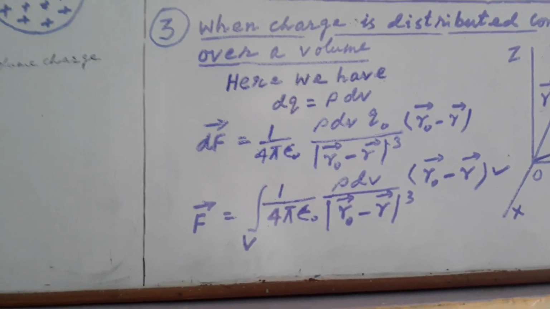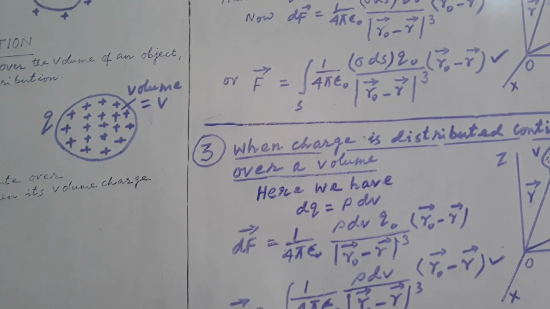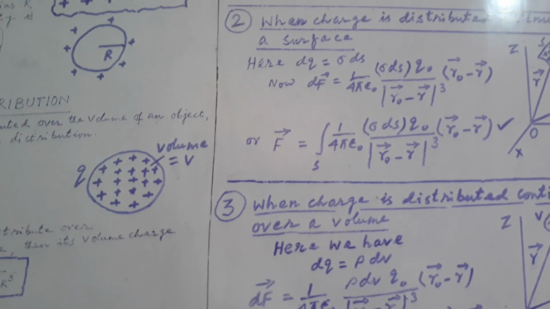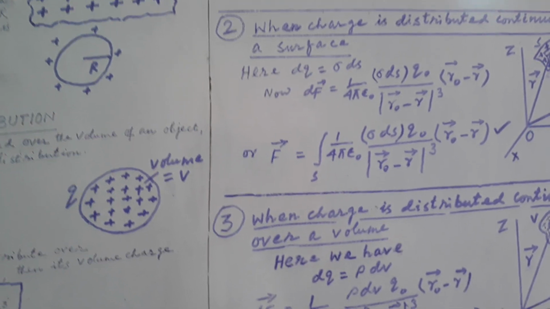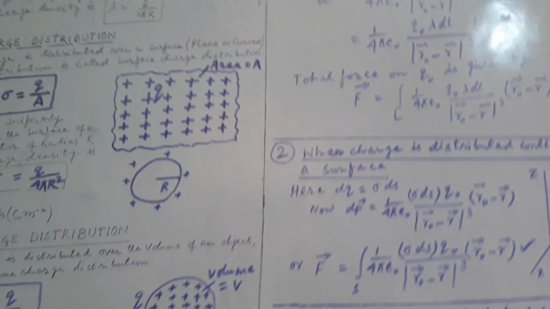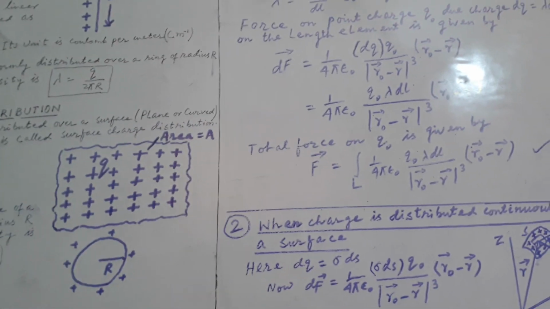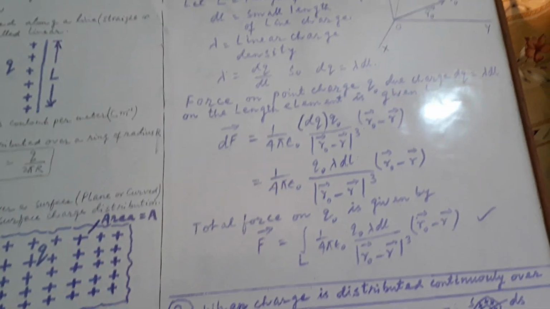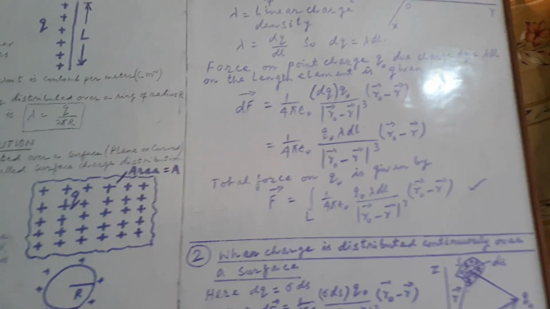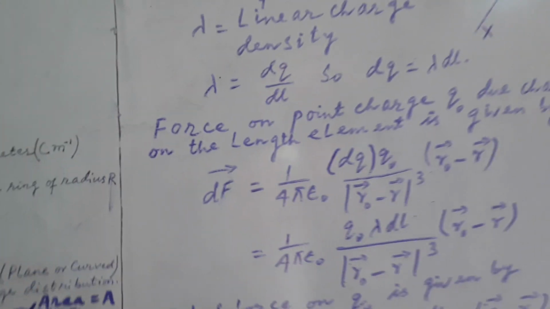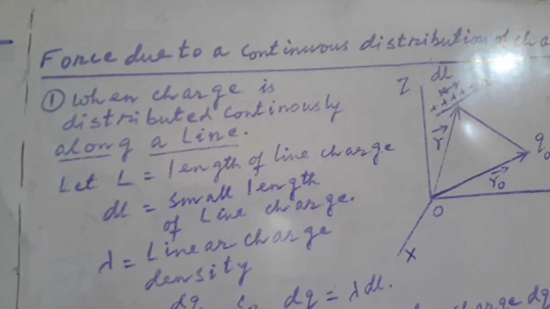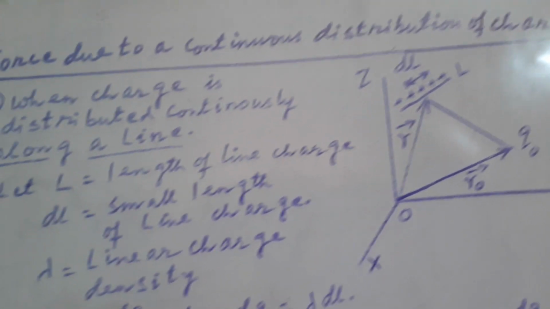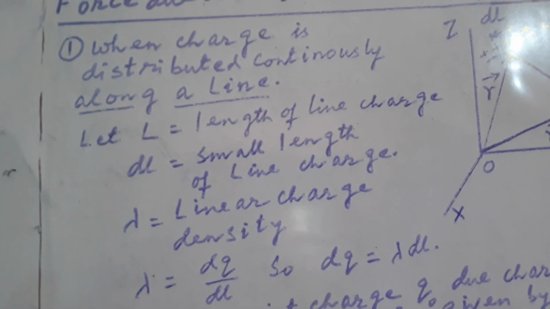So this was all about the continuous distribution of charge in theory part of electrostatics 4. I have discussed continuous charge distribution in detail. Now you revise and try to write on your own so that each and every step will be clear to you. So enjoy with physics. Thank you.